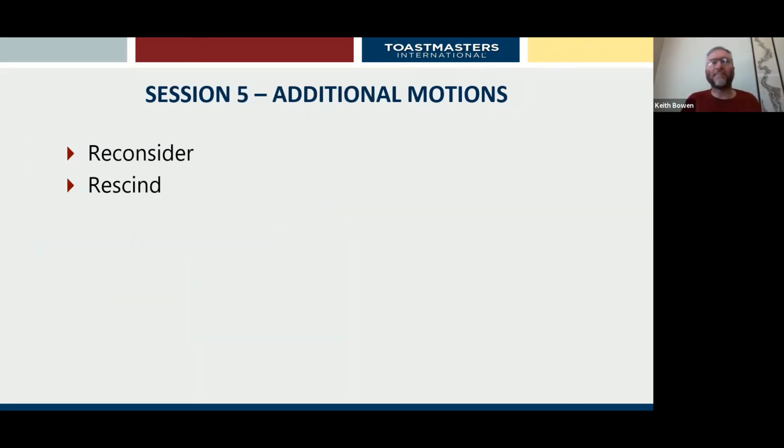So the issue here is quite a tricky one, about reconsidering and rescinding previous decisions. Often it's not a good idea to have a tendency to revisit decisions that have been made. A decision is a decision and it stands, but there will be a time when you might need to reconsider. Ordinarily, there are a couple of rules that go with reconsidering.